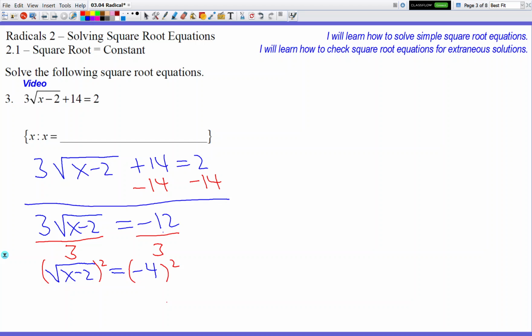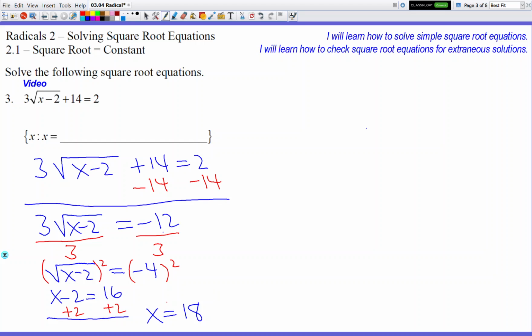And I get x minus 2 on the left side, and I get 16 on the right side. Okay, and last step, plus 2. Where's my red? I thought I put red. Okay, we're going to add 2 on both sides, and we're going to get x equals, and I'm kind of running out of space, so I'm going to put it on the side here, x equals 18.